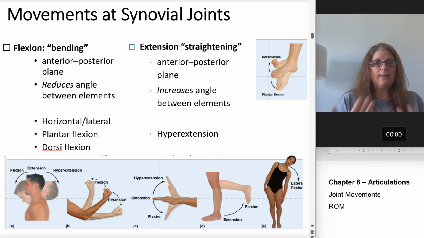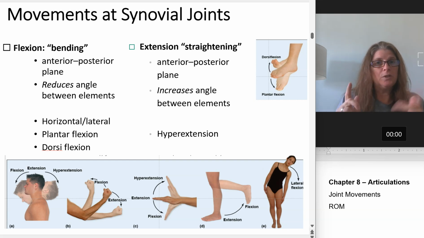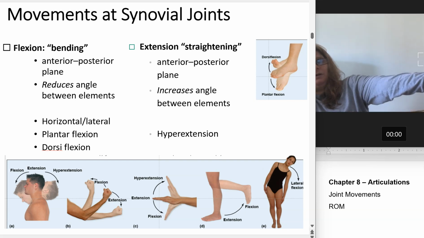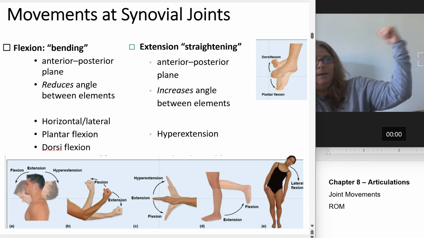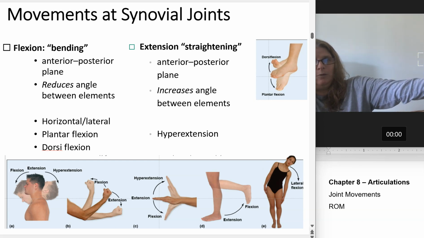And they both happen in an anterior and posterior plane. So one way to think about flexion is that it reduces the angle between the bones. Remember that muscles typically cross over bones and insert, and when they contract, they pull the insertion towards the origin. So I'm going to try to turn here and you can see my elbow. If I flex my elbow, notice that I'm bending it, but look at the angle. See how the angle between the bones is getting smaller, and now when I straighten it, the angle gets bigger.